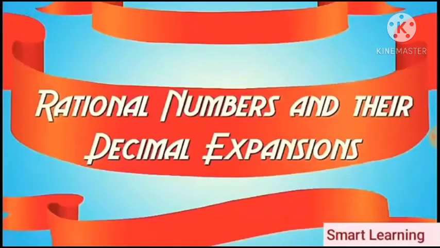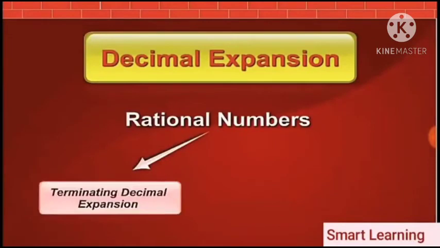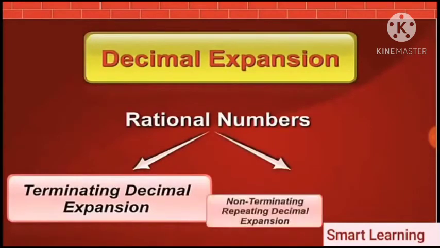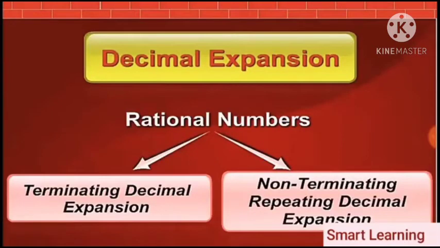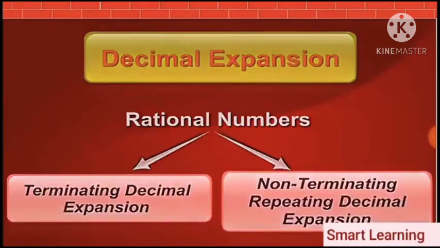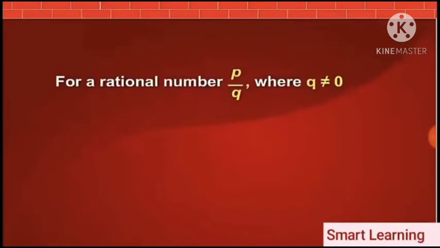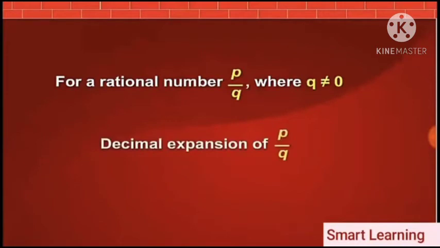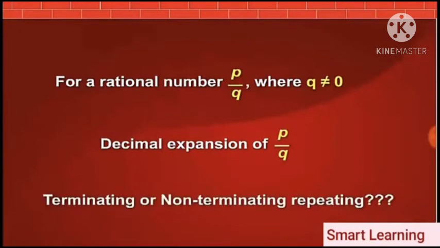Rational numbers and their decimal expansions. In this module, we will discuss the decimal expansion of rational numbers. We know that rational numbers have either a terminating decimal expansion or a non-terminating repeating decimal expansion. Now, we will discuss a rational number, say p upon q, where q is not equal to 0, and explore exactly when the decimal expansion of p upon q is terminating and when it is non-terminating repeating or recurring.